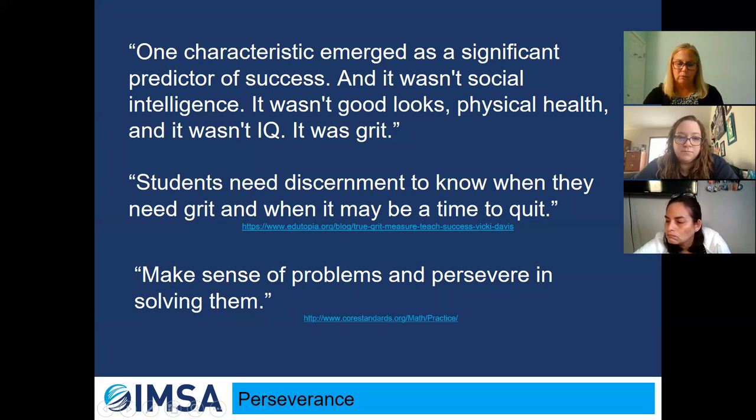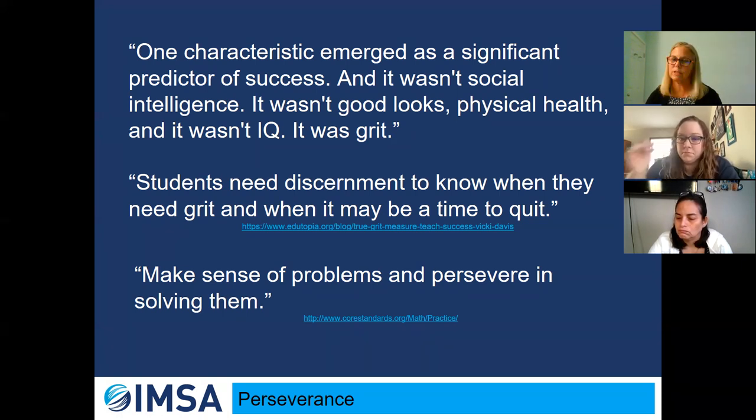When I was getting this together, one of the things that is mentioned, particularly in Common Core math standards, is that idea of continuing to work at a problem, being persistent, that tenacity, that grit, that determination. It's not specifically called out in science as it is in the Common Core math standards, but it's implied there and it has to be there.